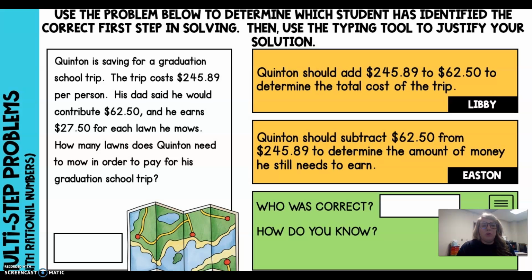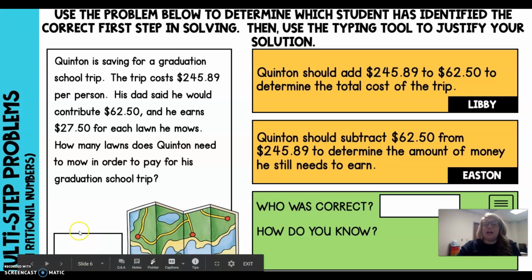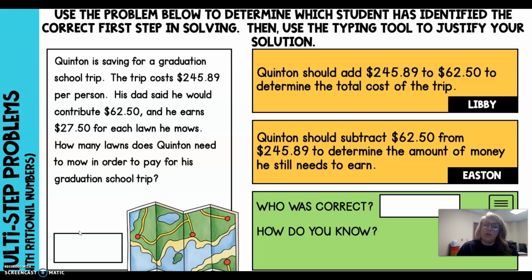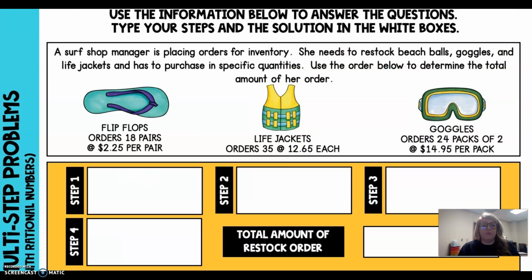Now this is problem solving with rational numbers. So you're going to need to figure out what the first step would be, solve the problem, and figure out who is correct, Libby or Easton. You'll write that, you'll do the justification, and then one more time right here on the left-hand side you will have your answer. So you need to show this work on another piece of paper as well.